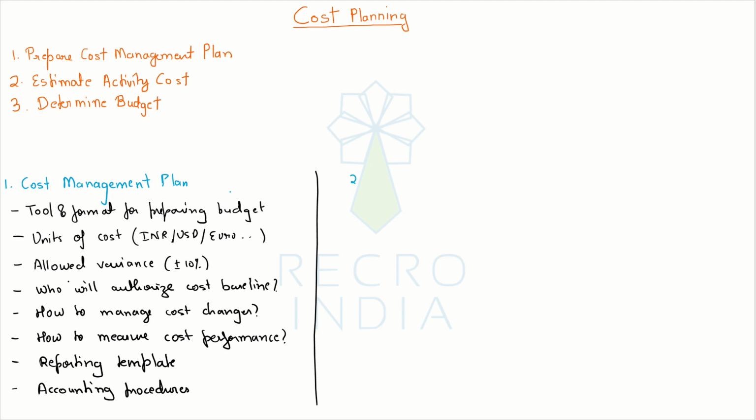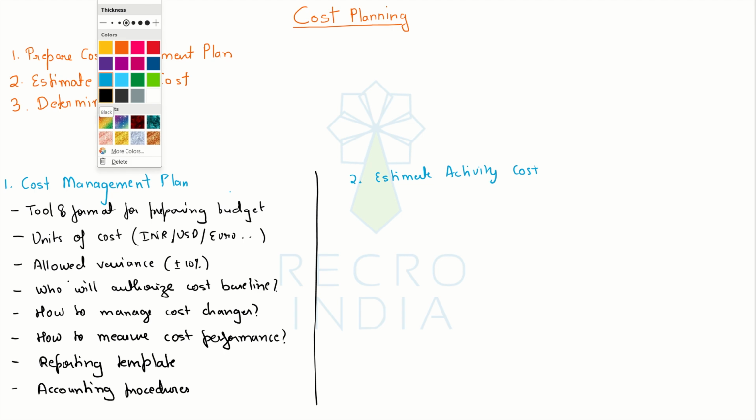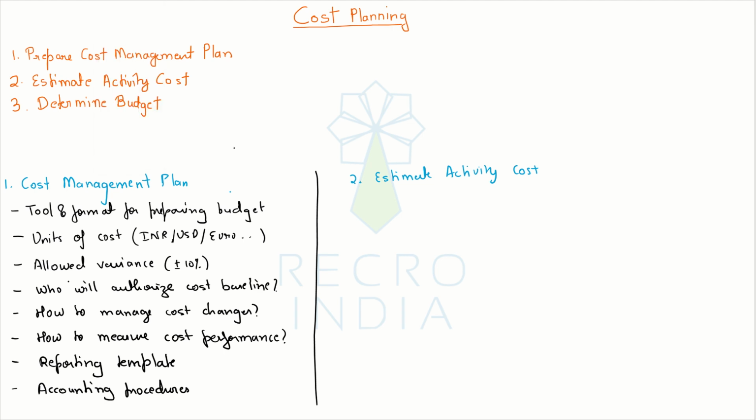So we will move on to our second step, which is to estimate activity cost. In this particular section, what we want to do is determine how much money we will need for each activity. Now, you can refer to one of our previous videos, which was estimate activity duration. Exactly on the same lines, this particular process will also run.